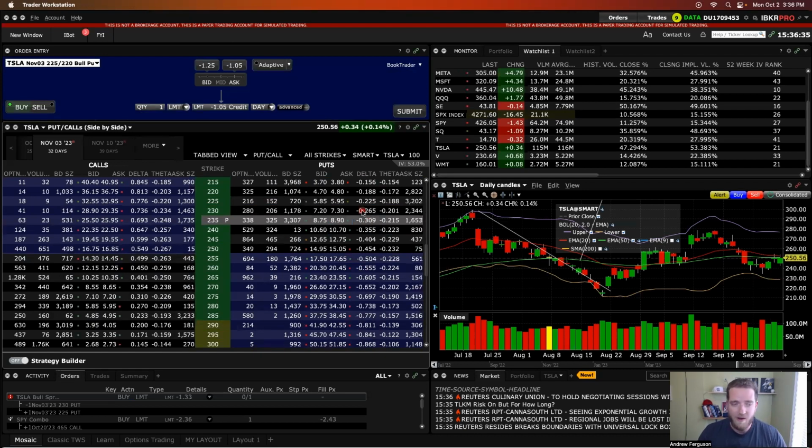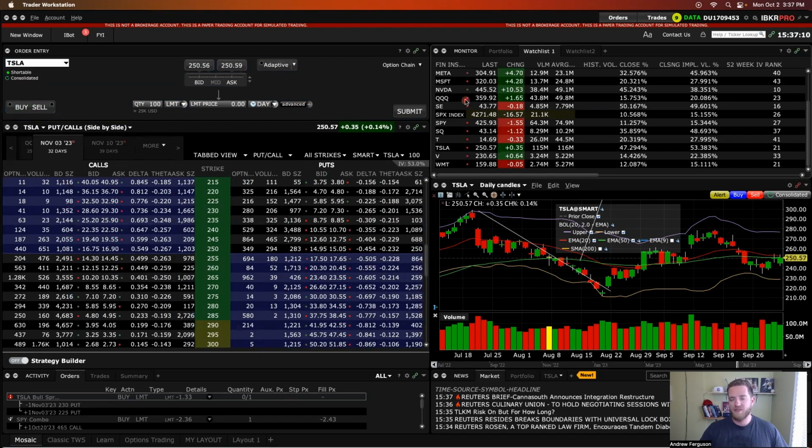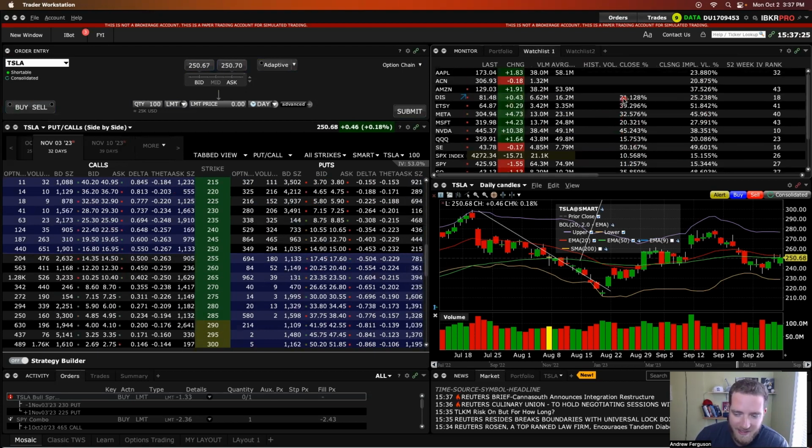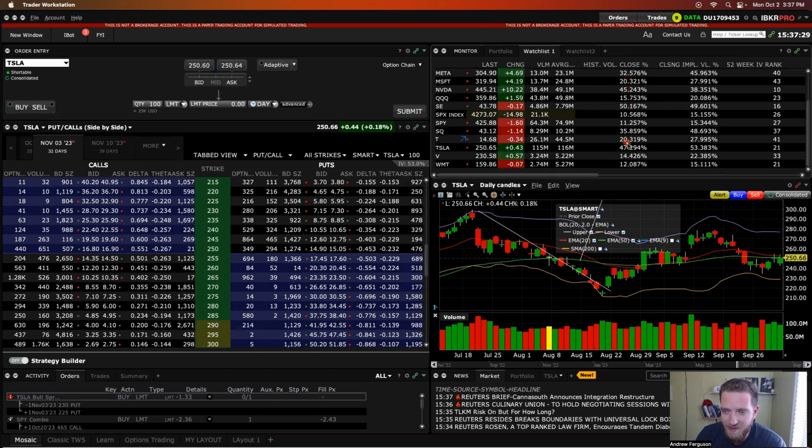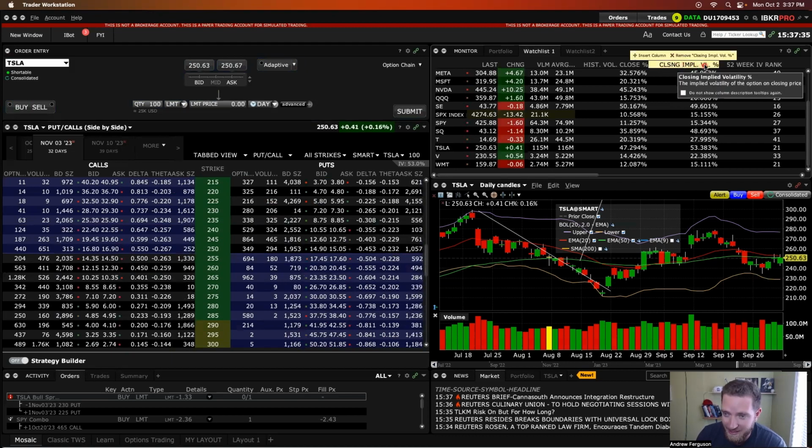So to check out the implied volatility of a stock, I have a couple columns inside my Interactive Brokers trading platform that I like to use. It's called historical volatility close percentage and the closing implied volatility percentage. These two things give you the historical volatility of any stock or index fund ETF, so how much volatility normally is. And this closing one of the implied shows you what volatility currently is.